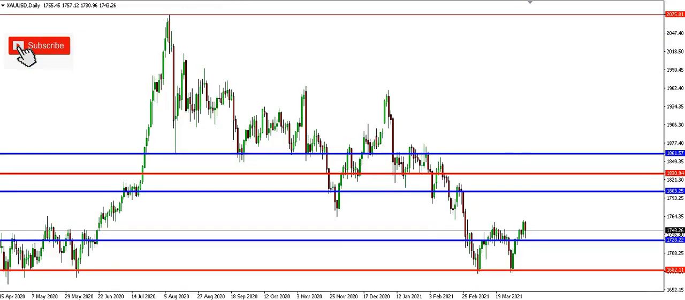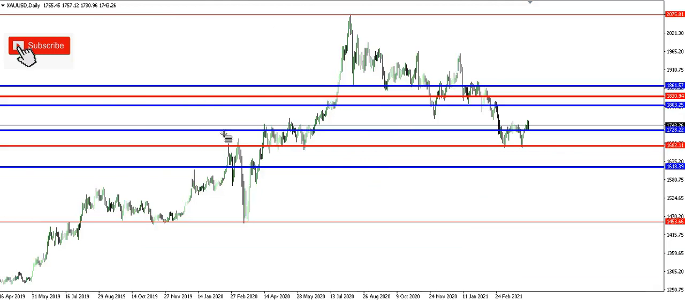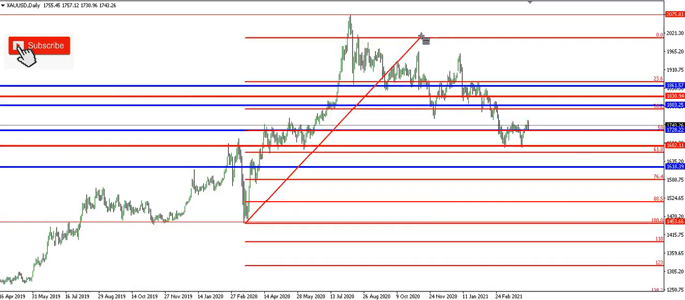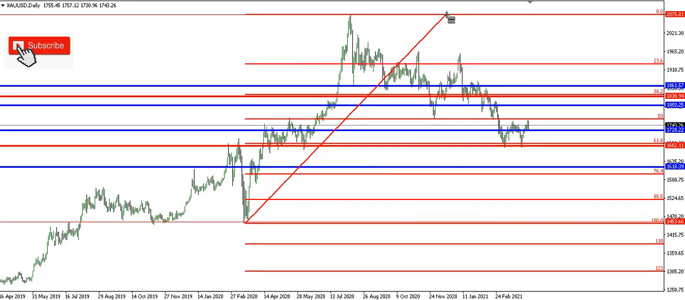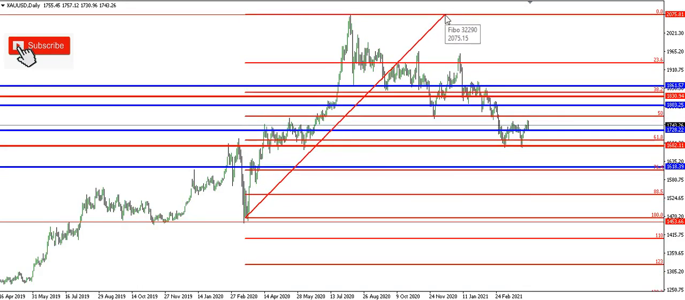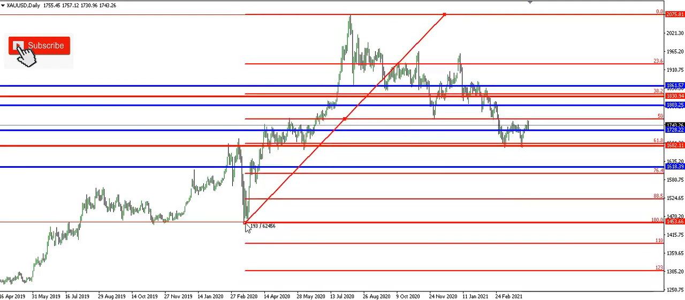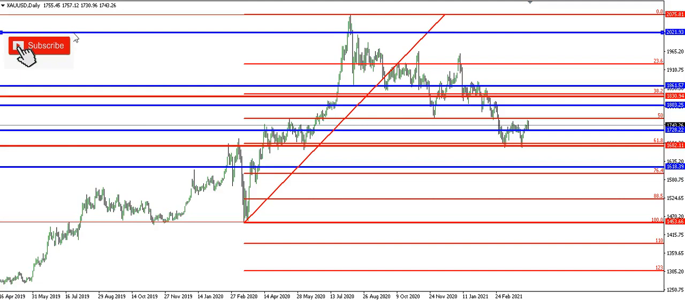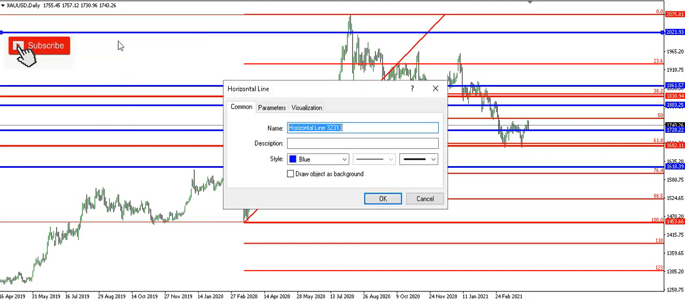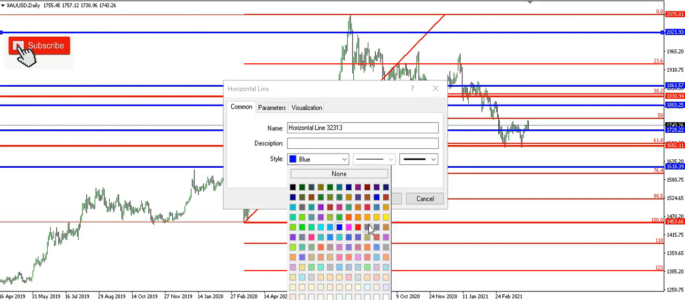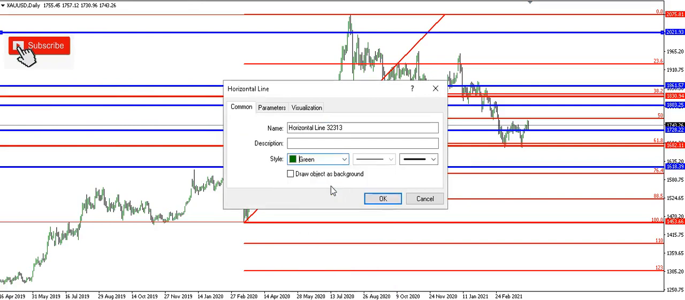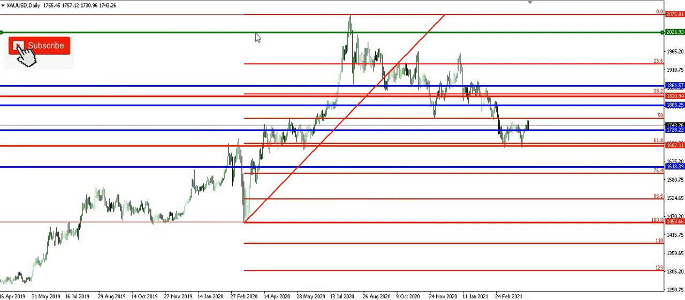I'm going to plot the Fibonacci tool from my low to the high, and I'm going to mark out the Fibonacci levels. Now I'm going to place green horizontal lines so that I can differentiate my weekly levels and my monthly levels from my daily levels. I'm going to use green horizontal lines for my daily levels.